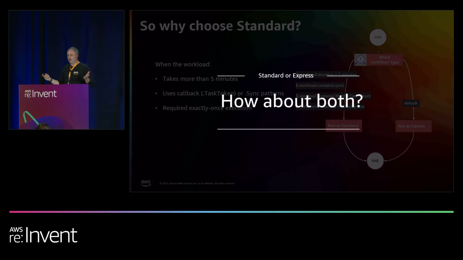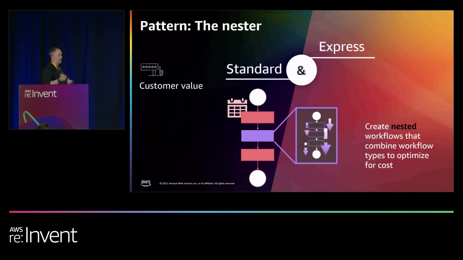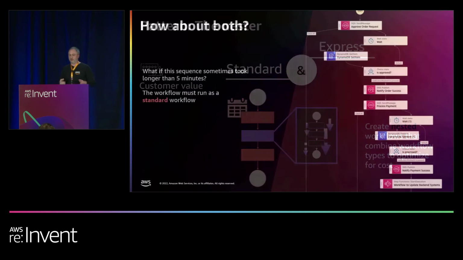How about both? Why not use both workflows in the same workload? And this is the next pattern I wanted to show you. So this is the nested pattern where you have a standard parent workflow invoke a synchronous express child workflow. So you get the cost benefits of the child workflow and the time benefits of the standard workflow.